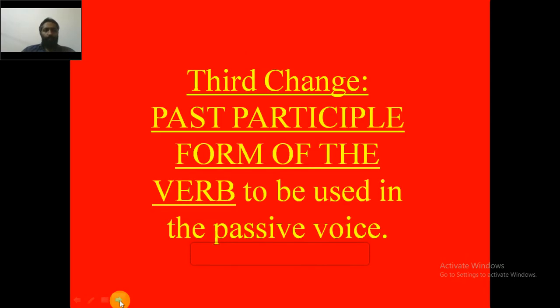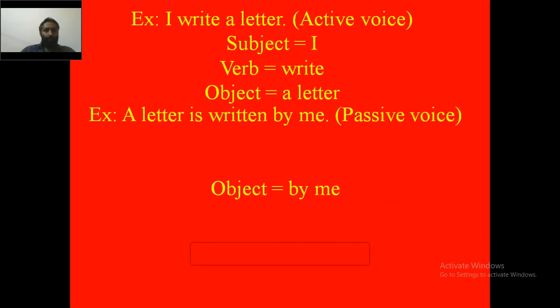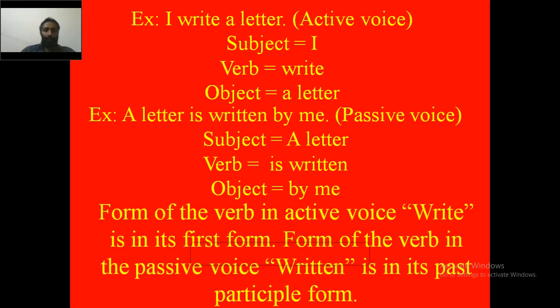The third change: past participle form of the verb to be used in the passive voice. Now let's see how it happens. Take the example. I write a letter, that is in active voice. Subject is I, verb is write, object is a letter. A letter is written by me, that is in passive voice. Subject is a letter, verb is written, object by me.